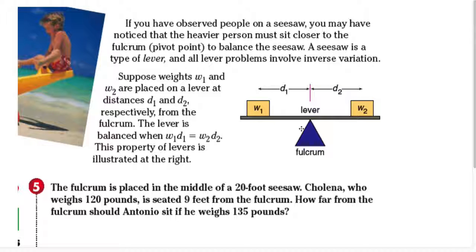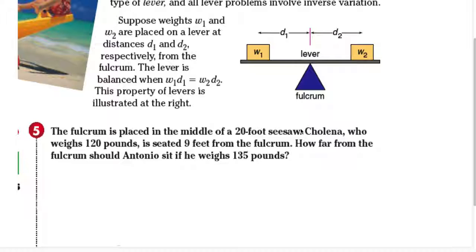When you ride on a seesaw, believe it or not, you're actually doing math. The fulcrum is placed in the middle of a 20-foot seesaw. Colina, who weighs 120 pounds, is seated 9 feet from the fulcrum. How far from the fulcrum should Antonio sit if he weighs 135 pounds? To make this seesaw balance, we need to find how far Antonio needs to sit.